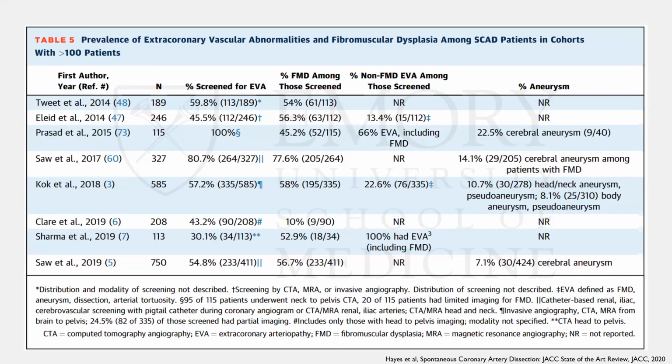This is a table on the prevalence of extracoronary vascular abnormalities, otherwise known as EVA, and FMD among SCAD patients in cohorts greater than 100 patients. On the bottom here, the largest cohort by Saw et al. reported multifocal FMD in greater than 50% of overall patients, and head and neck aneurysm and pseudoaneurysm in 7 to 11%. Overall, the bottom line is that all patients with SCAD should be screened for FMD and extracoronary arteriopathy.